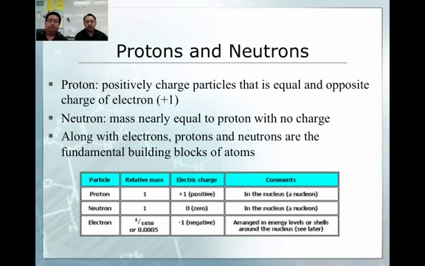Now, you'll also notice that the proton is positively charged down here in the chart, in the notes, and also in the chart here. So now we have a layout of the positive charge of the protons, the negative charge of the electrons, and then the neutrons having that mass but no charge at all, and then where they're found in the atom itself.